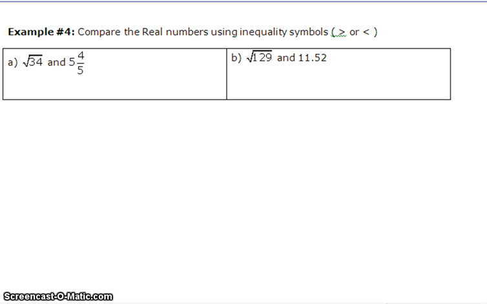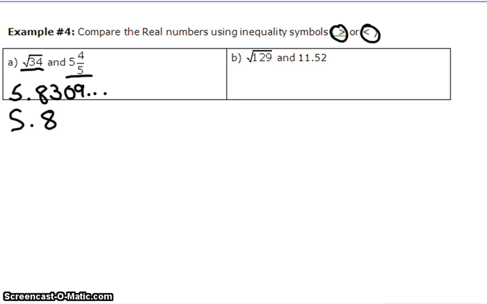So the way we compare real numbers is by placing a symbol, either a greater than or a less than symbol, in between the two real numbers. Now, if you notice, these two real numbers in part A aren't in the same form. So in order to compare them, I'm going to turn them both into decimals so I can see what their numbers are. Well, the square root of 34, if I put that into my calculator, I get about 5.8309, and it continues. 5 4/5 is 5.8.